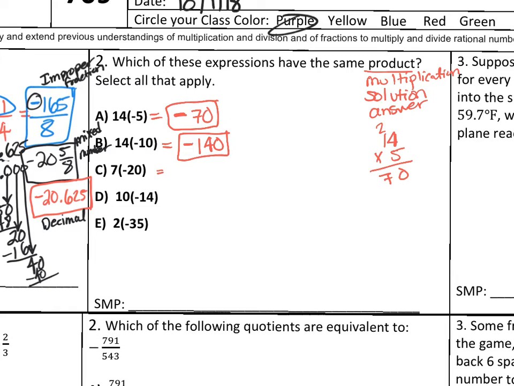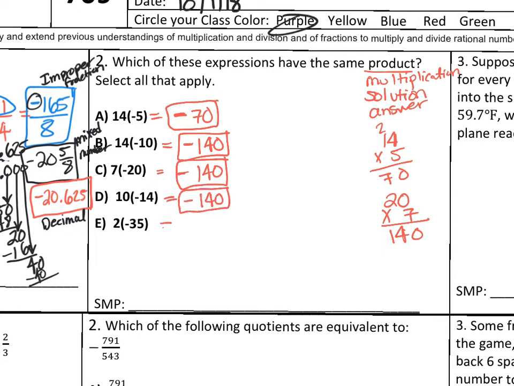I know that off the top of my head, but we'll do it on the side. So it's going to be negative. And let's do 20 times 7. 0 times 7 is 0. 2 times 7 is 14. So it's negative 140. Ooh, those match. But let's keep working. 10 times negative 14 is negative 140.